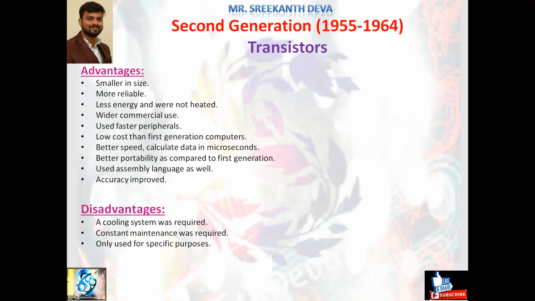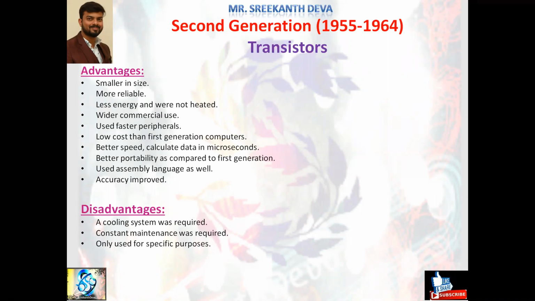Accuracy is improved compared to first generation computers. Several disadvantages also remain, like cooling systems still being required. Constant maintenance was required. They were somewhat costly and not versatile. Still, it is costly. Commercial production was difficult. They could only be used for specific purposes. Punched cards were still used for input. These are all disadvantages still present in second generation computers.